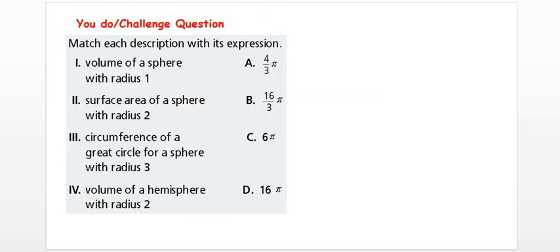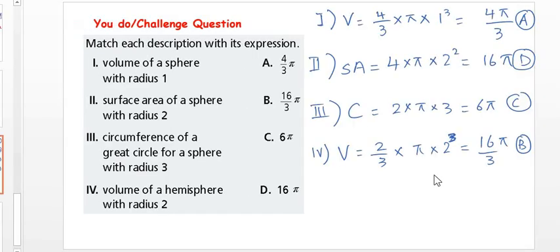Here is a challenge question. Better pause the video here because it's very simple. You have to find the volume, surface area, circumference, and volume of the sphere for each. The information is given here, and then you have to match. So here are the answers of the first, second, third and fourth parts.